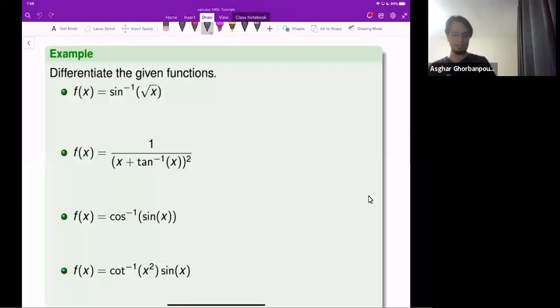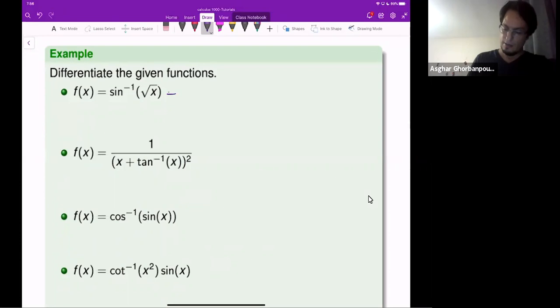Okay, we have some examples for derivatives of functions which involve inverse trig functions. First one is sine inverse evaluated at root x.